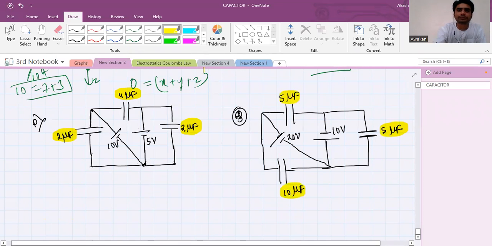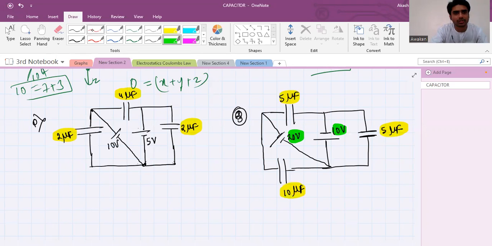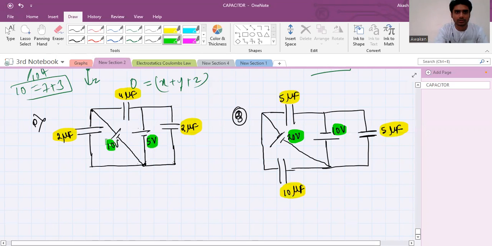First one, what were the answers you got? Tell me, I don't know if it is correct or not. For the 4 microfarad, because we have 5 volts, Q is equal to CV. So right one 20 CV and left one minus 20 CV, like that.